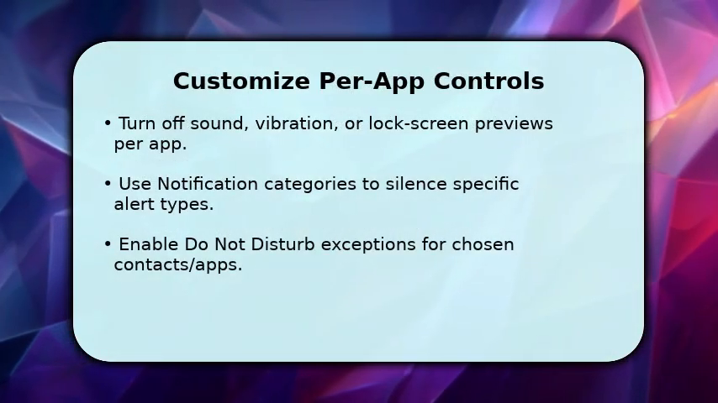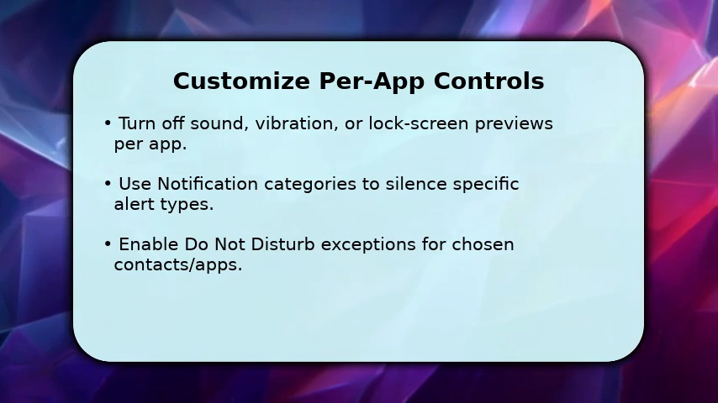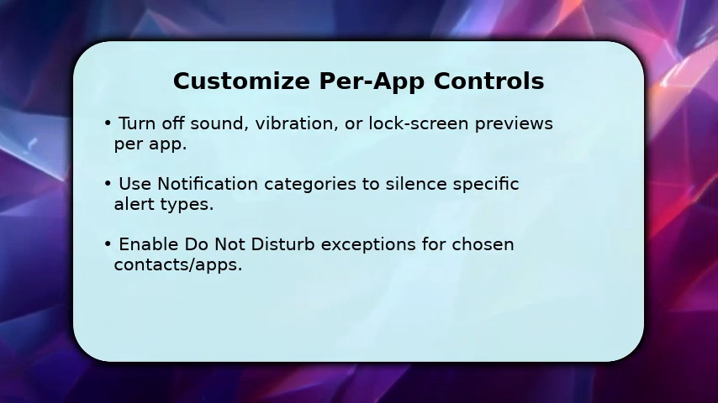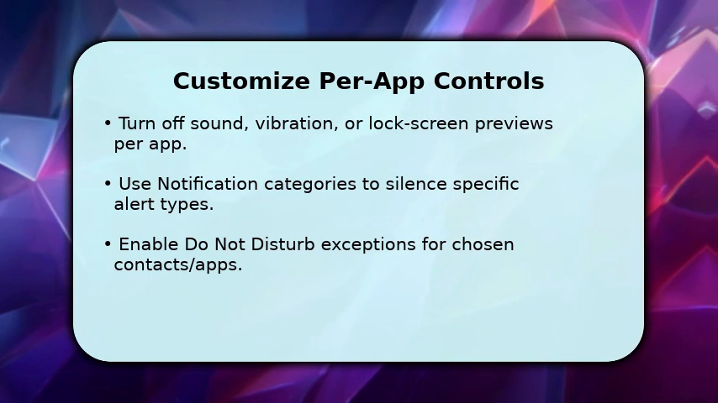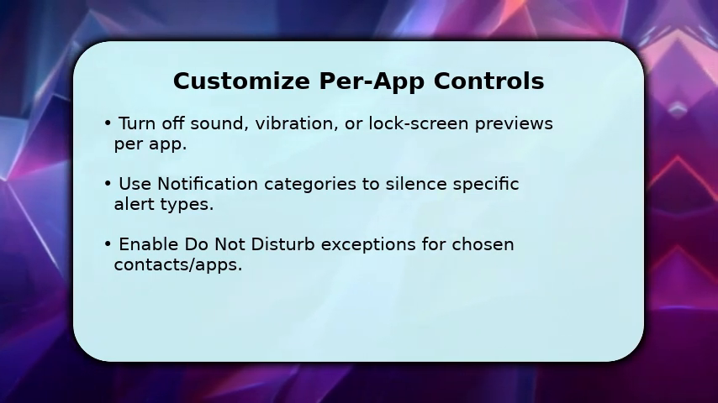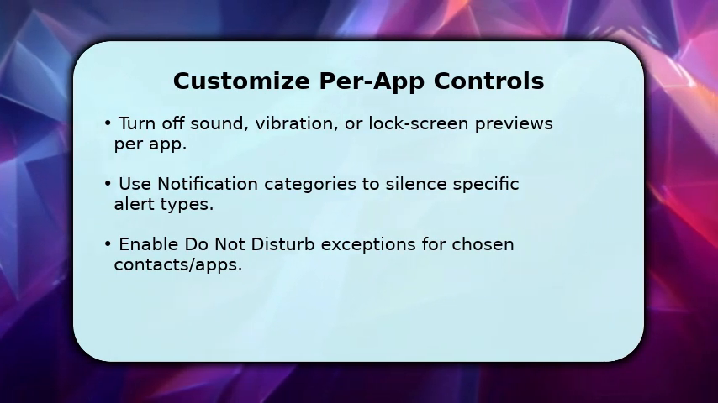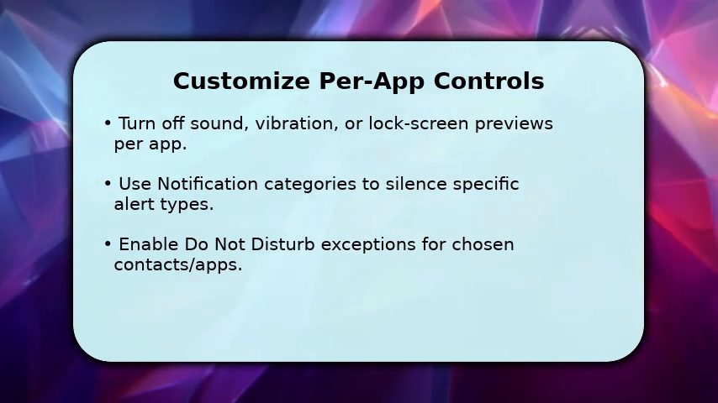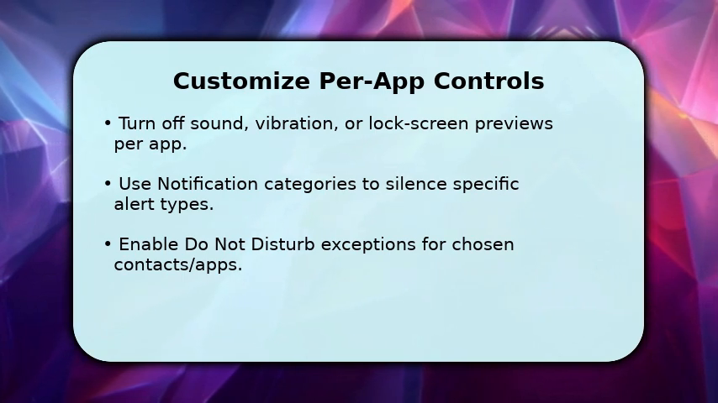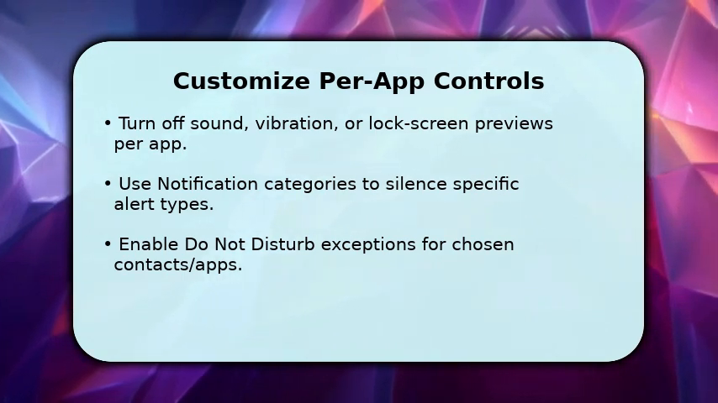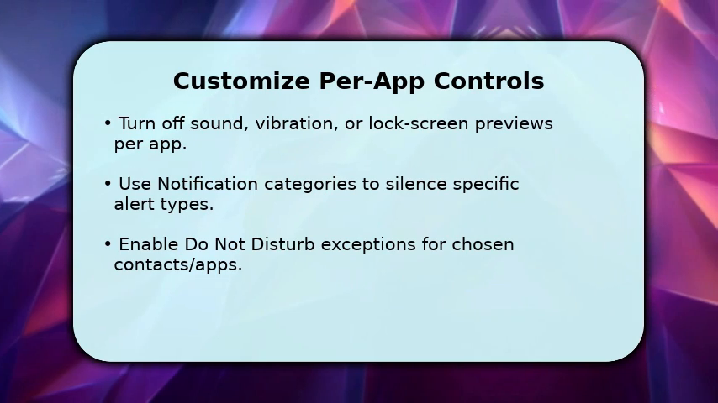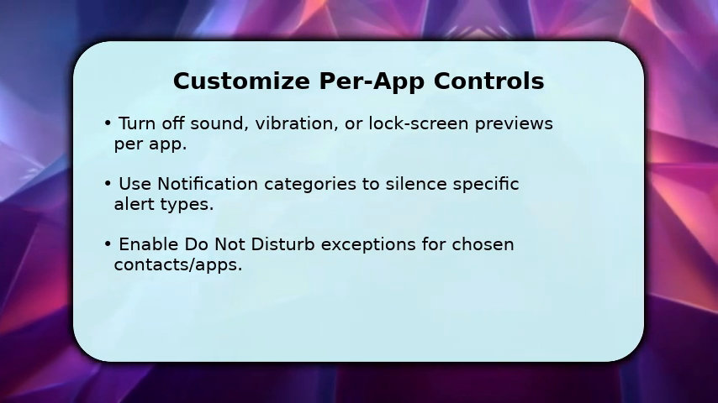You now customize each app. Open an app's notification settings and toggle sounds, vibration, and lock screen previews to off if they are unnecessary. Next, expand notification categories to silence specific alert types. This stops redundant pings without disabling the whole app. Once done, configure Do Not Disturb and add exceptions for urgent contacts or apps so critical alerts still reach you.